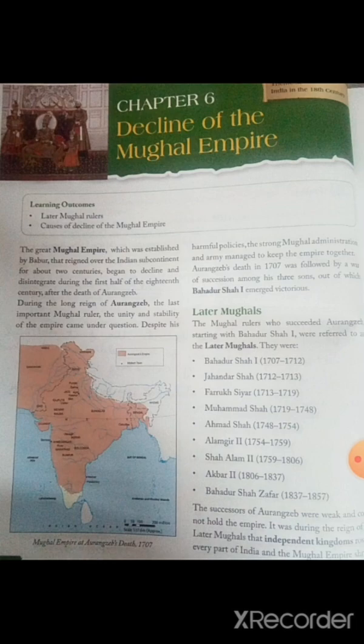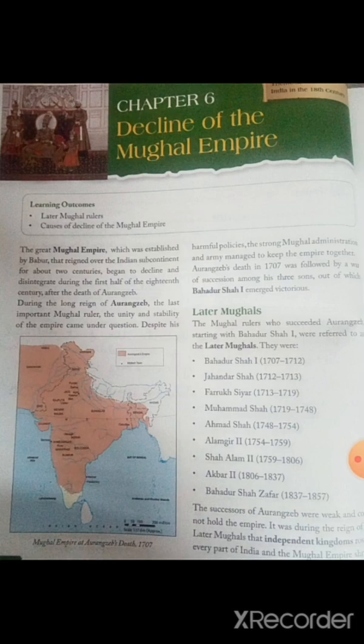Despite his harmful policies, the strong Mughal administration and army managed to keep the empire together. Aurangzeb's policies were very strict and very harmful, but the army and soldiers tried to keep the empire together, so that it would not decline or disintegrate.